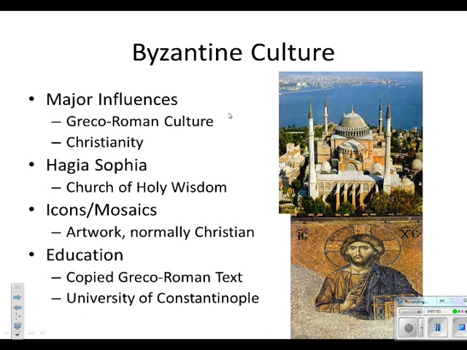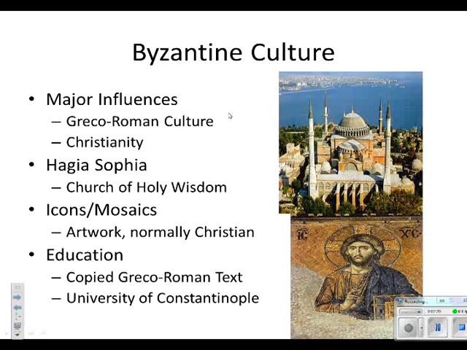Byzantine culture, though, is still going to be incredibly influenced by Rome. And not just Rome, but Greece as well. Because remember, Rome wants to be like Greece. So Byzantium wants to be like Rome, but also Greece. So the two major influences are Greco-Roman culture, that means Greece and Rome culture, and also Christianity.